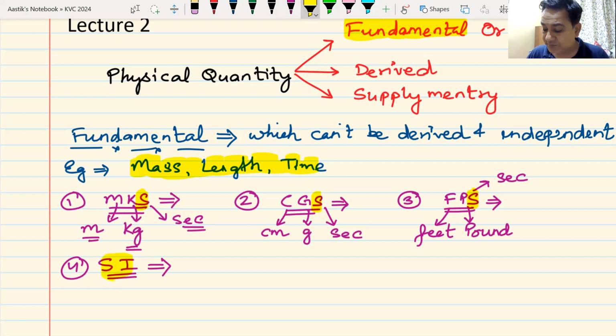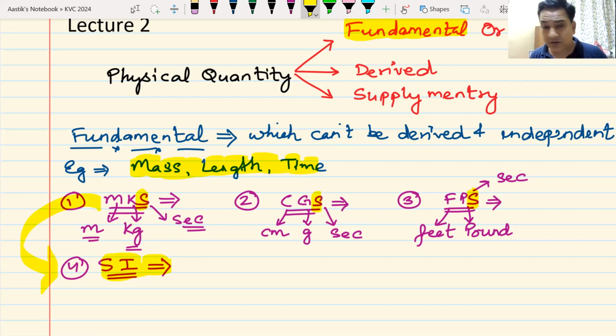The SI system was derived from the MKS system, because most of the countries were using this system, apart from a very few which were using FPS and a very few which were using CGS. So what they did, okay, majority of the countries are using MKS, let us make a system based on MKS. And here came the system that we are using right now, which is known as the SI system.